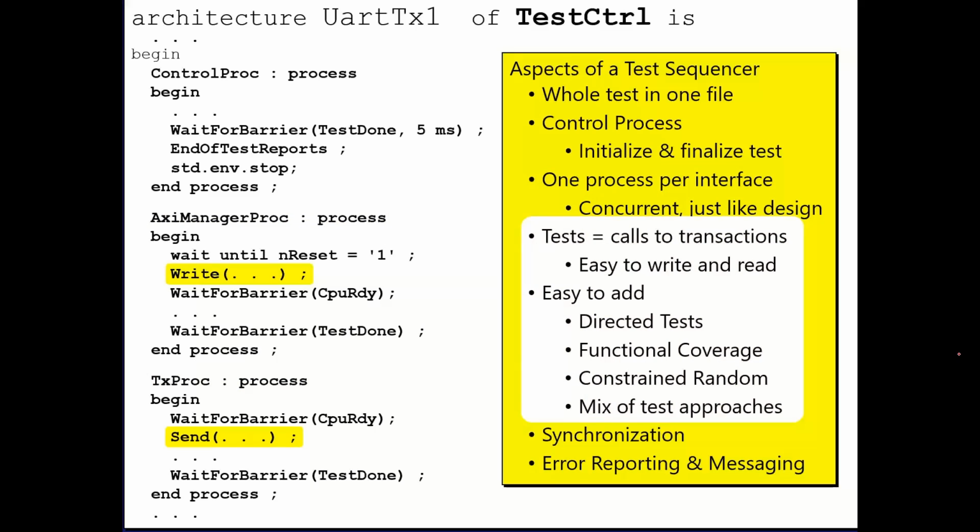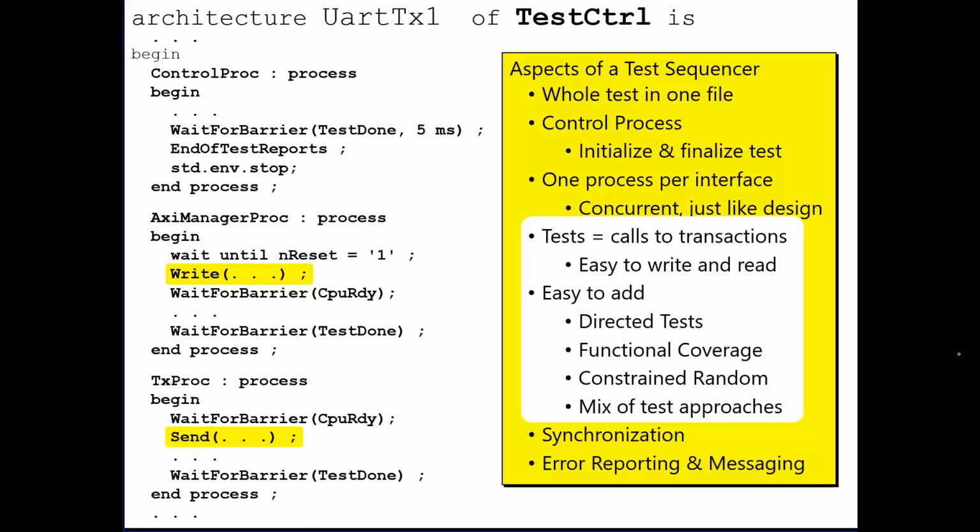Our tests here are doing calls to transactions, so it's easy to see what's going on. If you understand a transaction API, for the most part, you should be able to understand the test. And OS-VVM's model-independent transactions make all the transaction APIs more similar.